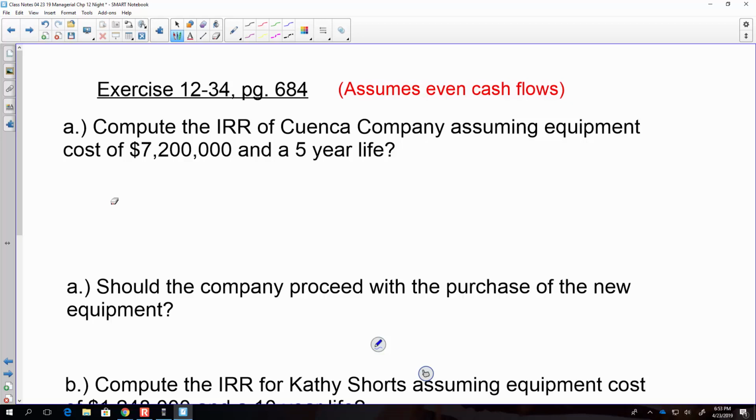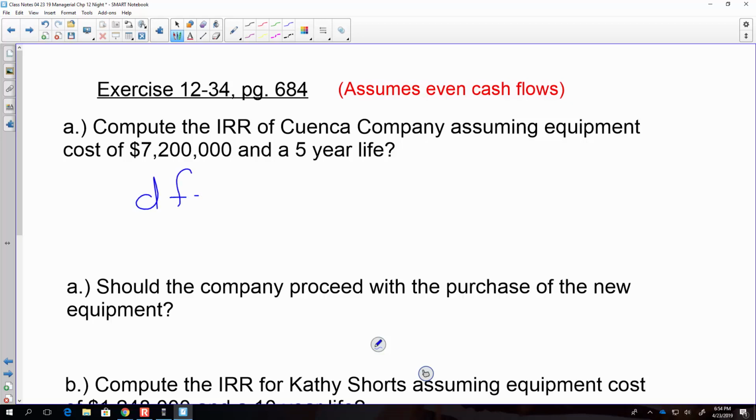All right, we're looking for internal rate of return here. This again is even cash flow. How do I know it's even? When you see the amount of cash and expense and revenue are the same each year. So what is the net cash flow for Seneca? So we have to subtract depreciation. No, there's no depreciation here. Net cash flow is what? Oh, okay, 2 million.